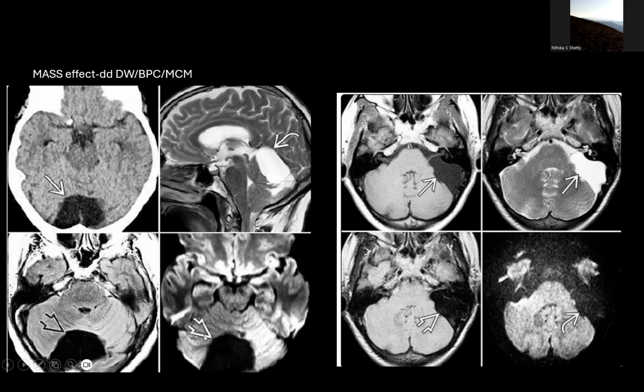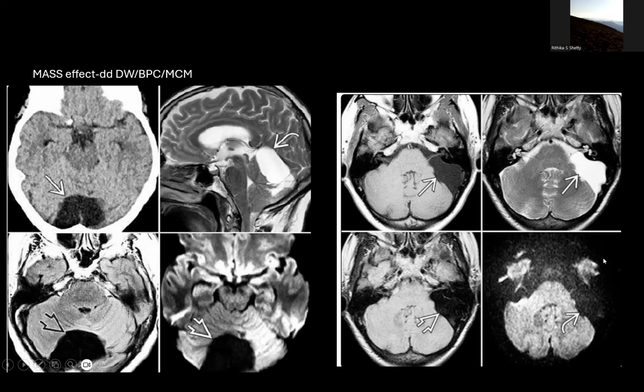Again, we have to remember that in congenital anomalies, we'll study the different DDs for a posterior cranial fossa lesion. We are having Dandy-Walker malformation, Blake's pouch cyst, megacisterna magna, but these will not show mass effect, and arachnoid cyst will show the mass effect. That's how we differentiate it.